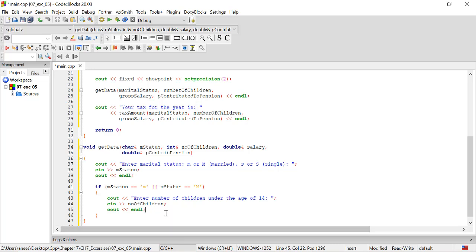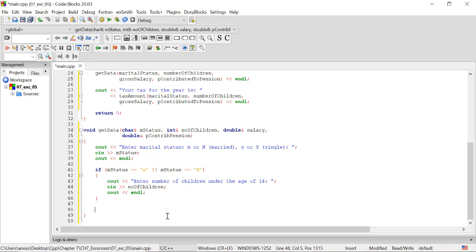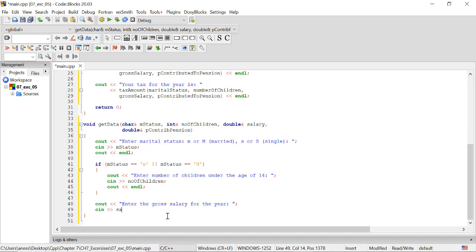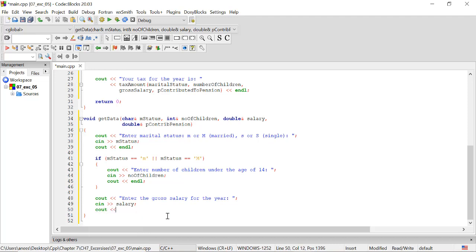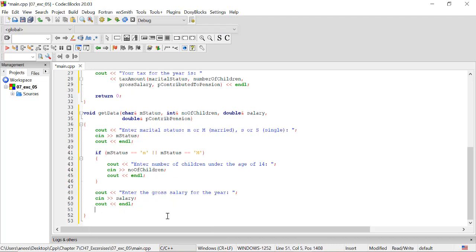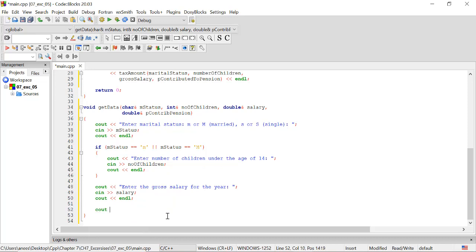And now we can jump to the end right there. Cout "Enter the gross salary for the year." Cin salary, cout endl.